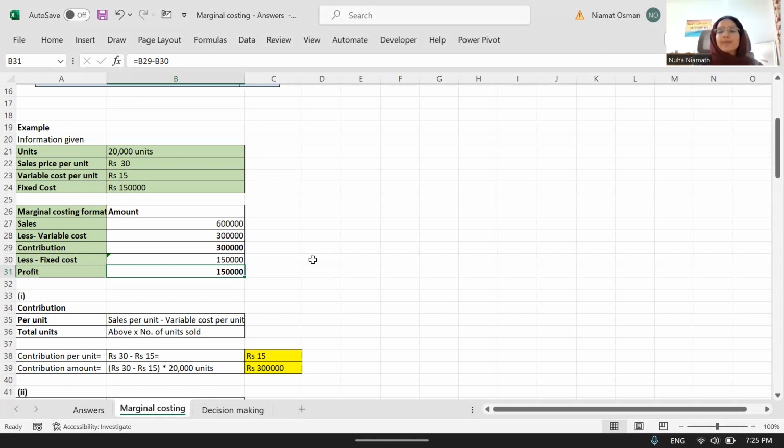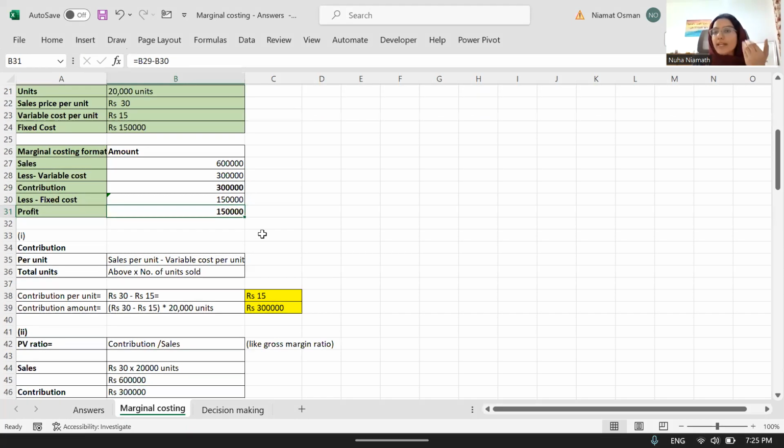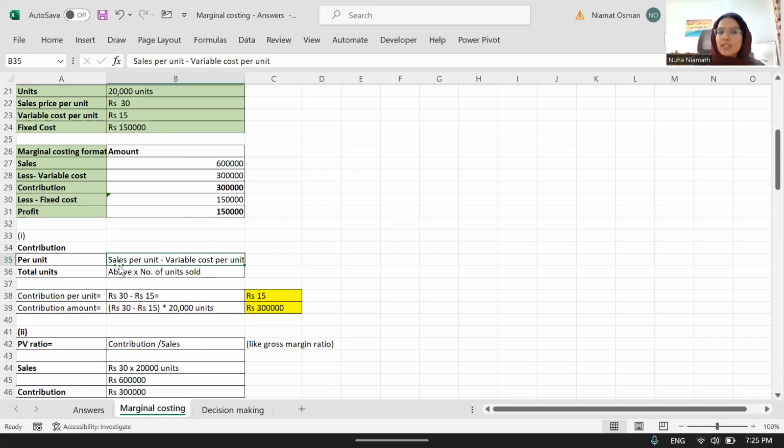Okay, great. Now, let's look at each step and what we can get out from this. The first thing is our contribution. It was very simple to calculate our contribution. It was our sales minus variable costs. So what did we do? We took our sales per unit minus the variable cost per unit. That will give us a per unit contribution.